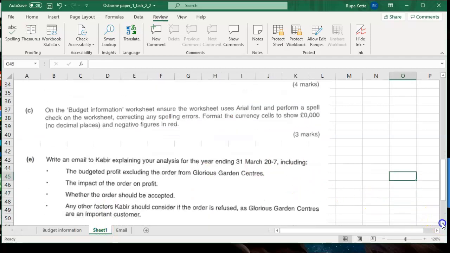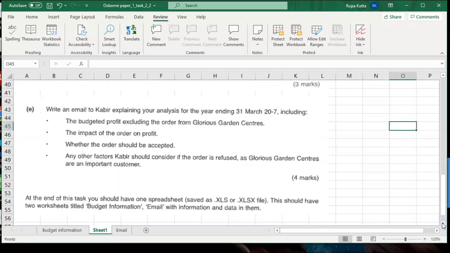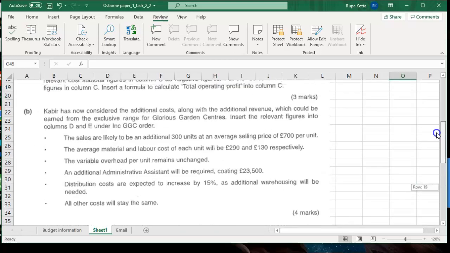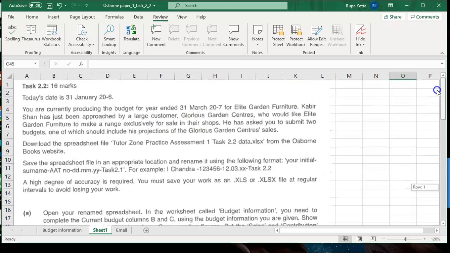And then in the next part of the question, it is asking you to write an email to Kabir. Okay, but as I told you, with the new papers of the synoptic assessment, you do not have any written part in the part B. This was still old format of the question paper, so that's why you can see this. But in the new part of the questions, you do not have any written work in spreadsheets. Okay, so I'm ignoring this particular task. Okay, so this is task 2.2 to do the budgets.